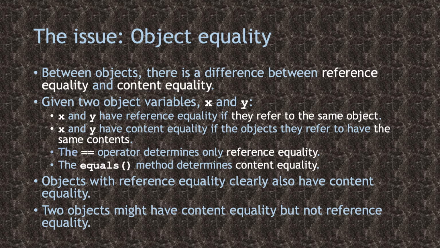Now clearly, if two variables refer to a single object, they have both reference equality and content equality. But two objects might have content equality, but not reference equality. And actually that's the more common kind of equality that we're interested in. So by using the equals operator in our example, we're only testing for reference equality.